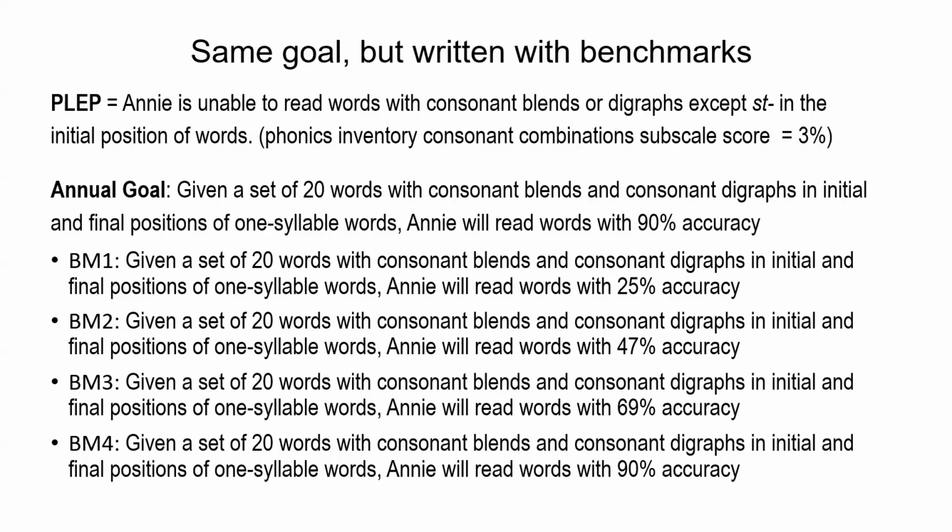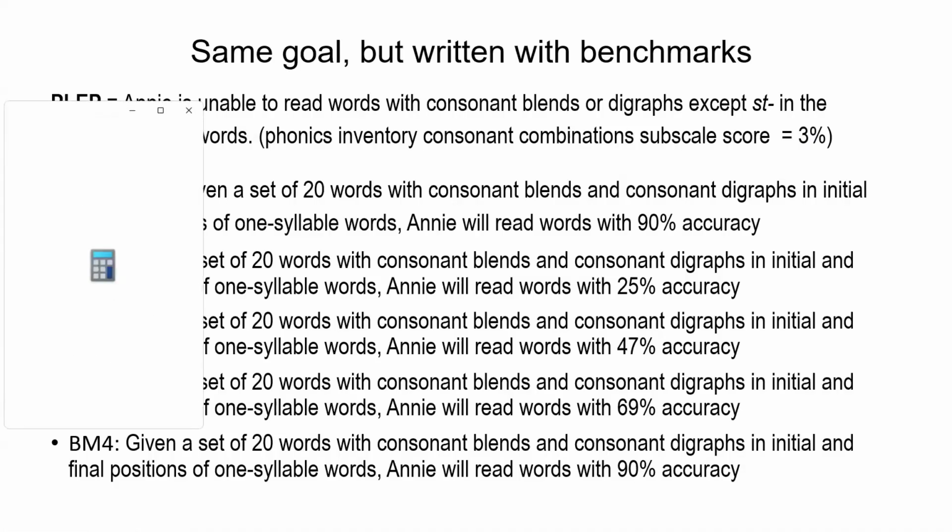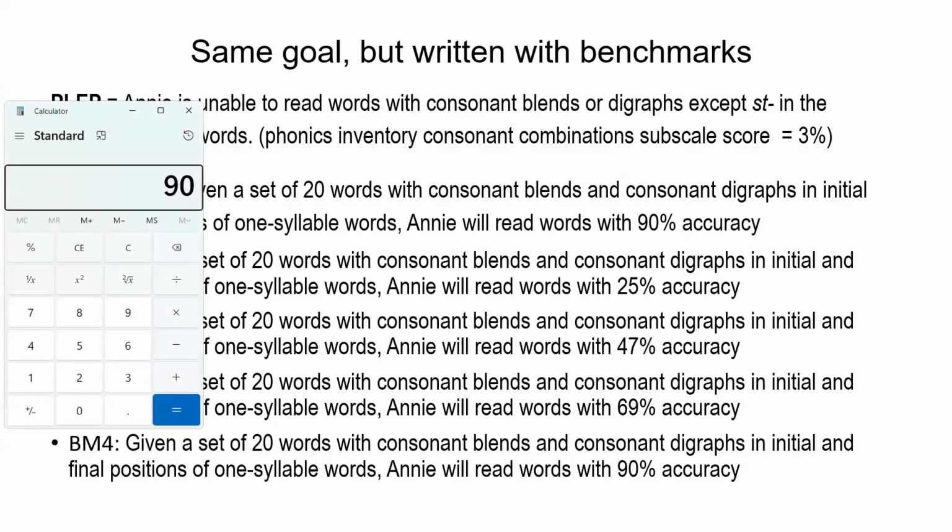The same PLEP, she's at 3% with these things. The same goal, we want to get her to 90%. So to write the benchmark approach, all you do is you copy and paste this goal 4 times, and you erase the degree, except for the last one. Now you do a little bit of math. Take where you want to go, 90%, subtract where she's starting from, 3%. So 90 minus 3 equals 87.